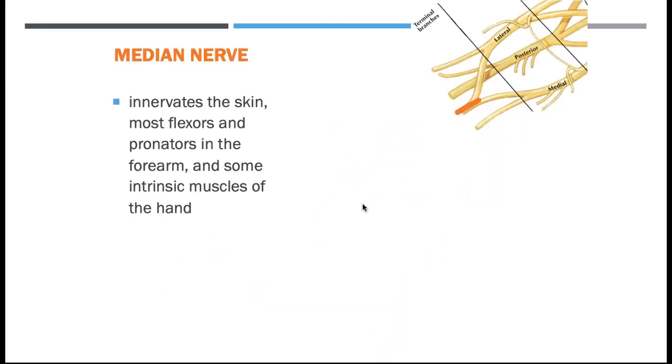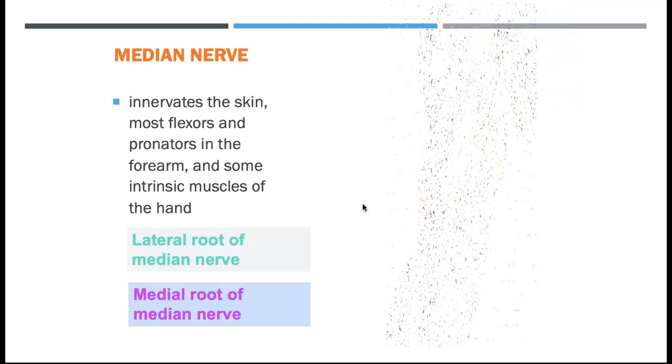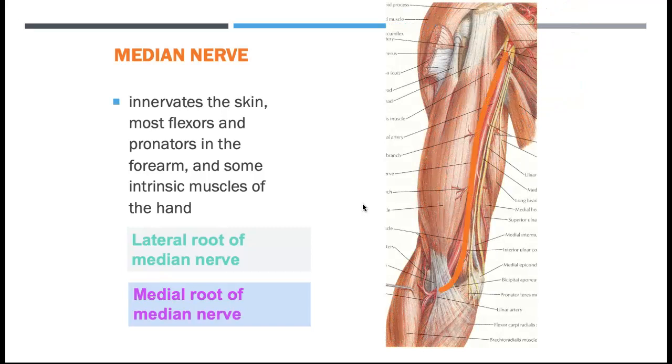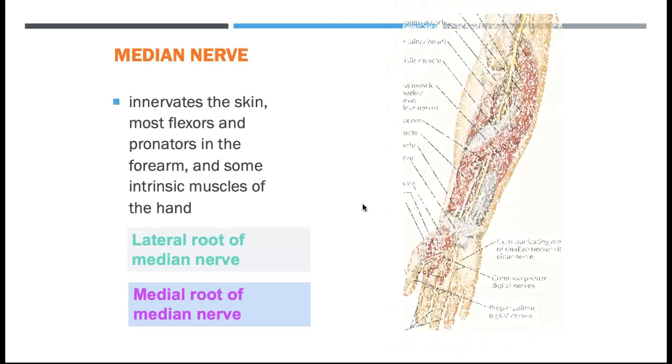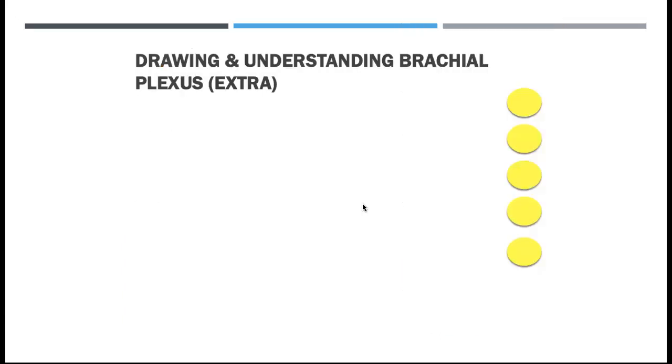So here it is where we see it coming off of both the medial and lateral cords. And it is made up of a lateral root and a medial root coming from the lateral cord and medial cord. So here's just another view of that median nerve coming through the arm, again, not supplying anything there, and then making its way through the forearm, supplying majority of the anterior forearm muscles and some of our hand muscles.